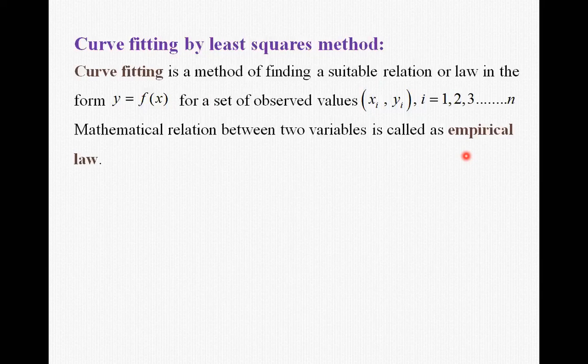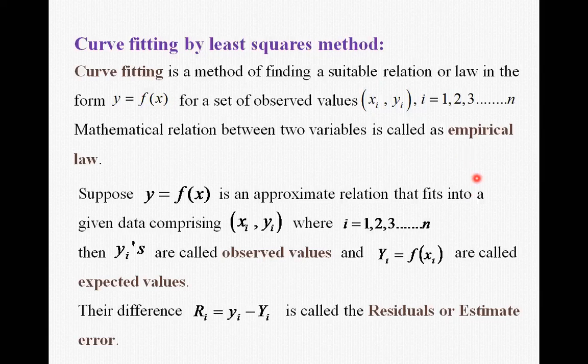The mathematical relation between two variables is called an empirical law. Suppose y equals f of x is an approximate relation that fits a given data comprising xi, yi, where i equals 1, 2, 3 up to n. Then the yi's are called observed values and capital Yi equals f of xi are called expected values. Their difference Ri equals yi minus capital Yi is called the residual or estimate error.